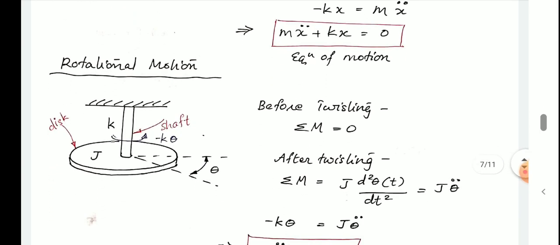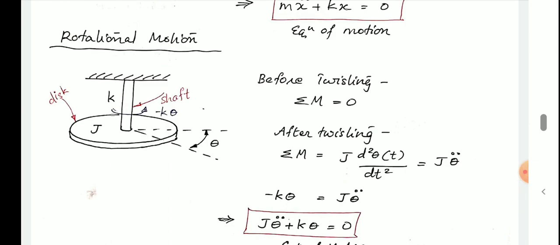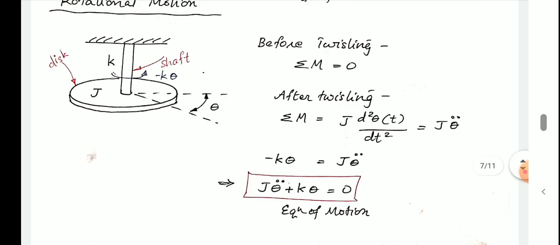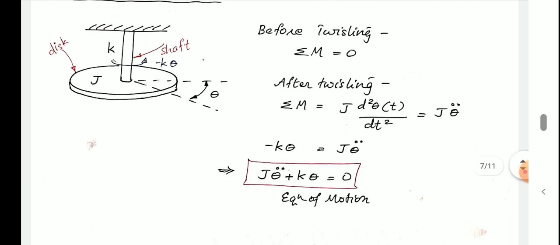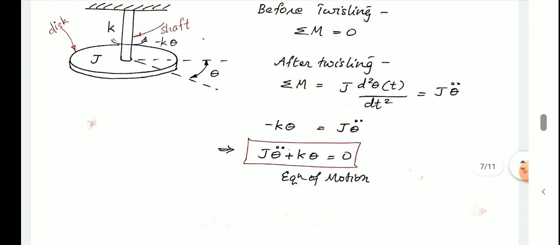Before twisting, the total summation of moments will be equal to 0. After twisting, it should be equal to J into theta double dot, J or I. You can use either the term J or the alphabet I. Now, what is theta? Theta was the angular displacement. So the first derivative, theta dot, will be the velocity, and the second derivative, theta double dot, will be the angular acceleration.